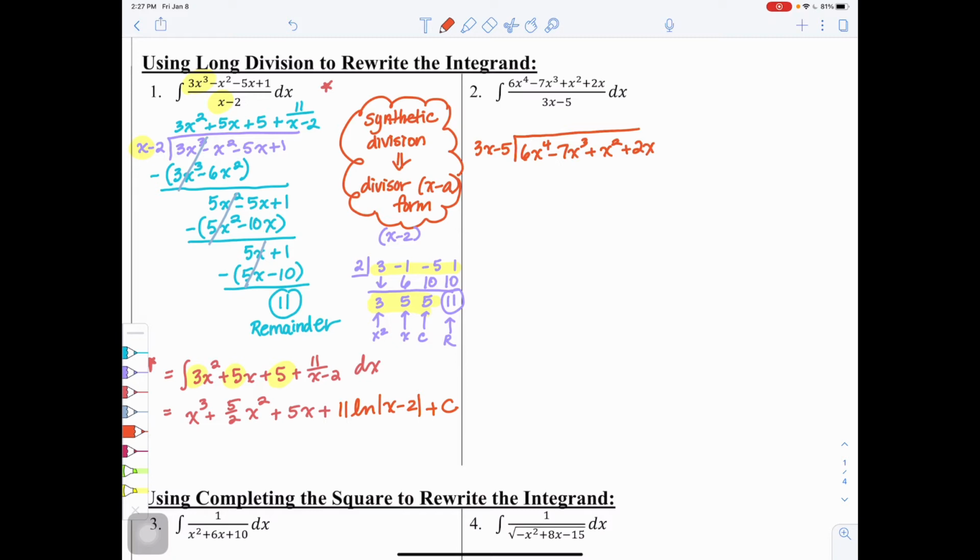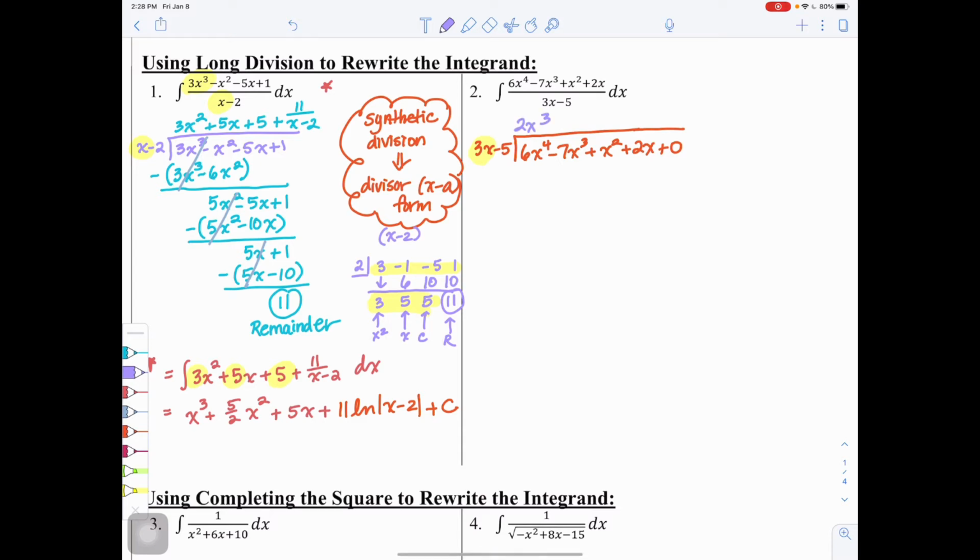Okay? And I want to go ahead and write a 0 here. In long division, I use a 0 for any missing powers. It really helps when you drop all the terms down. Okay, let's go. What would I multiply 3x by to get 6x to the fourth? So it'd be a 2x cubed.